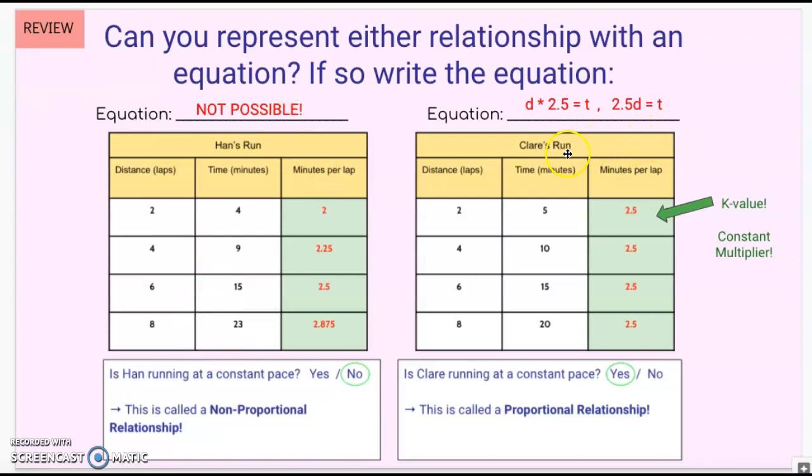But Claire was running at a constant pace. She ran 2.5 minutes per lap, no matter how many laps she was running. She had a constant multiplier, a K value. This is a proportional relationship. So we were able to write an equation for her, something like this: d times 2.5 equals t, distance and time, or 2.5d equals t, okay?